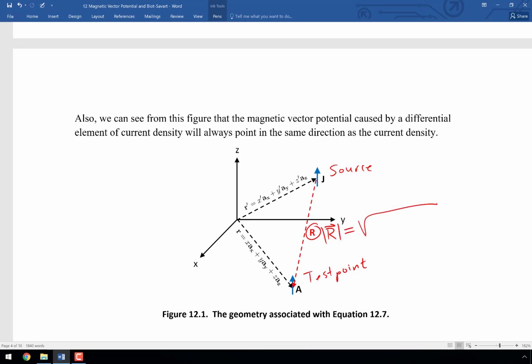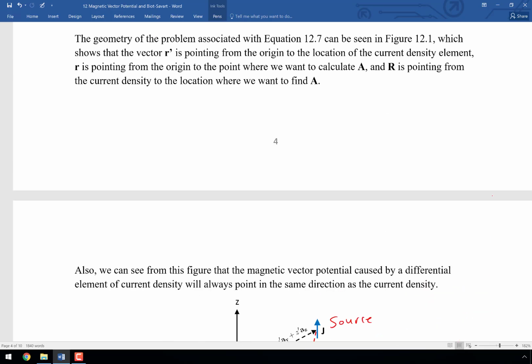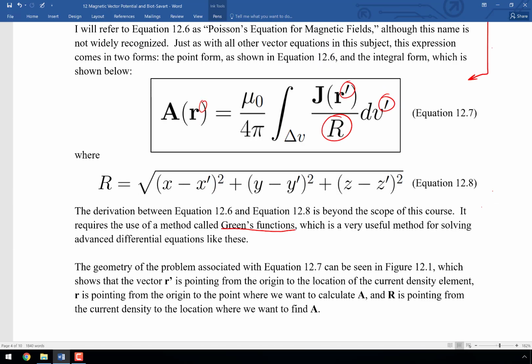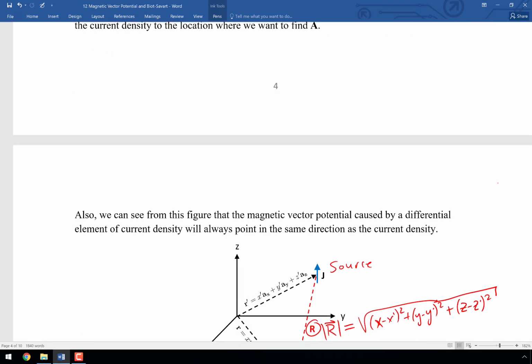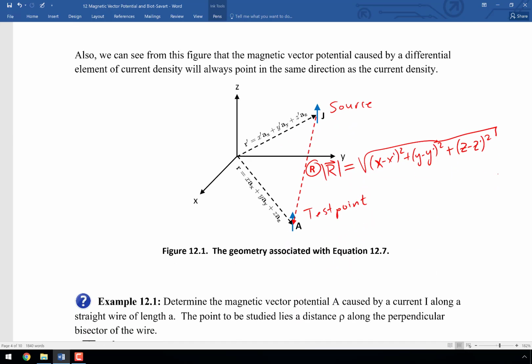Then that's going to just be the difference between the x values. So that's (x minus x prime) squared, plus the difference in the y values, (y minus y prime) squared, plus the difference in the z values, (z minus z prime) squared. And so what we find is that this is in fact the exact definition of R that we had up here in equation 12.8. So we can now tackle some example problems, and from that we can calculate the magnetic vector potential. Remember, once you find the magnetic vector potential, ultimately the goal is to find the magnetic flux density, which is just going to be the curl of A.